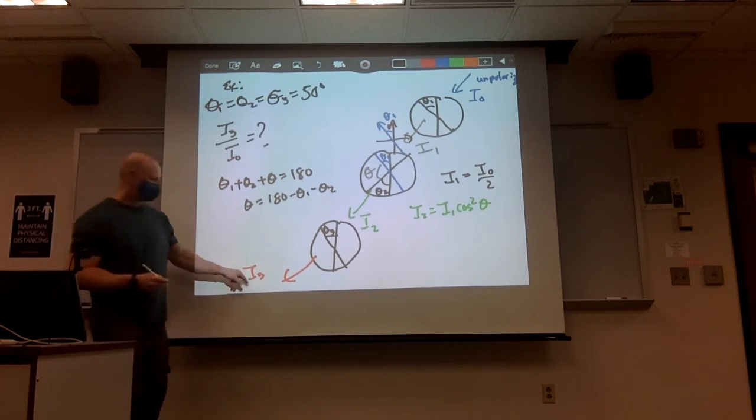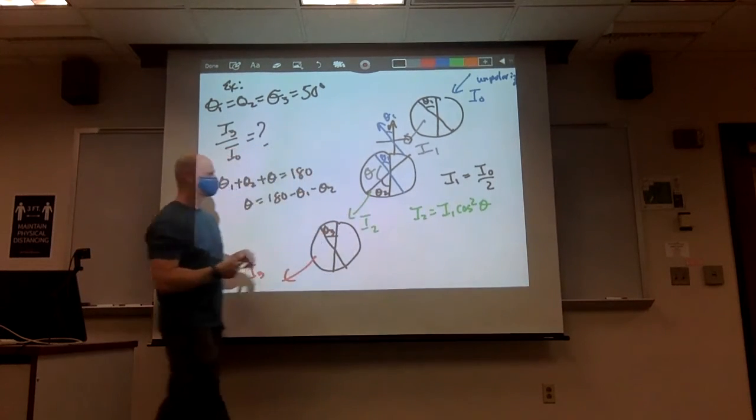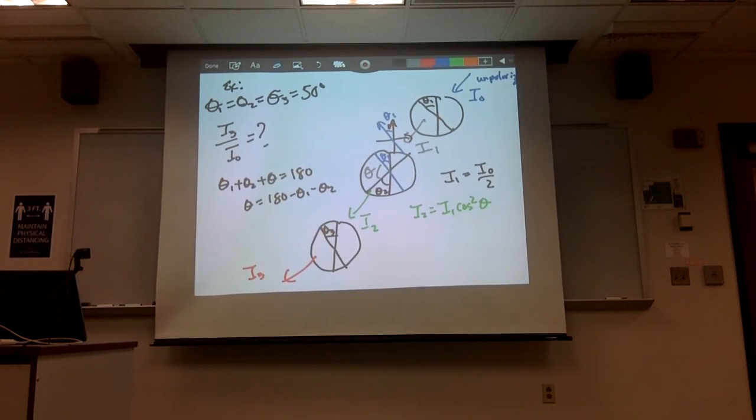Now let's talk about I3. I3 is going to be what? I2, because that's the initial intensity which is coming through. Let's write that down. So I3 is going to be equal to I2, because that's the intensity which is coming through, times cosine squared of the angle between the two of those. But I'm not going to call it theta, I'm going to call it something else. What angle do you want to call it?